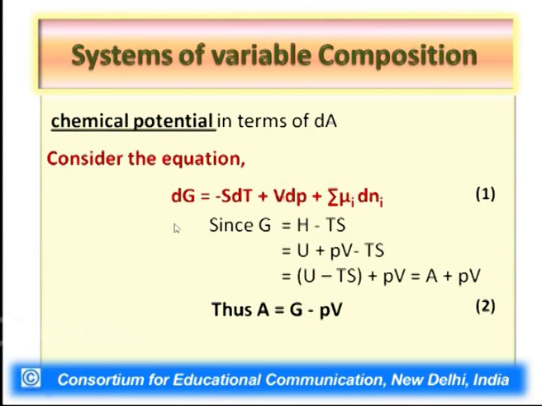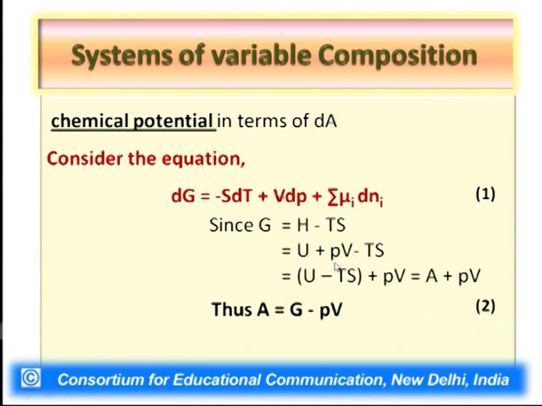So therefore, with this consideration of equation, let us now consider what is G. By definition, G is equal to the enthalpy minus the product of temperature times the entropy. So we make use of this definition of Gibbs free energy, G equal to H minus TS, when in this equation we try to put H equal to U plus PV. By definition, enthalpy is equal to the sum of internal energy plus the product of pressure and volume of the system.